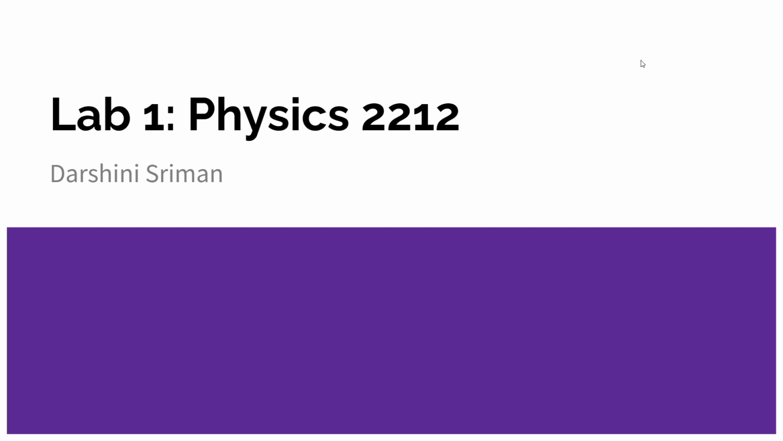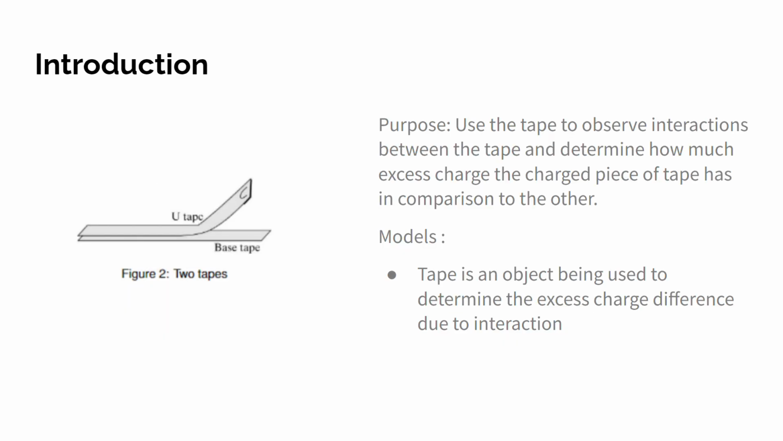My name is Darshini Sriman, and this is Lab 1 for Physics 2212, the Charged Tape Lab. The purpose of this lab is to use the tape to observe interactions between the tape and to determine the excess charge of one piece of tape in comparison to the other. Tape is the object being used to determine the excess charge difference due to interaction.